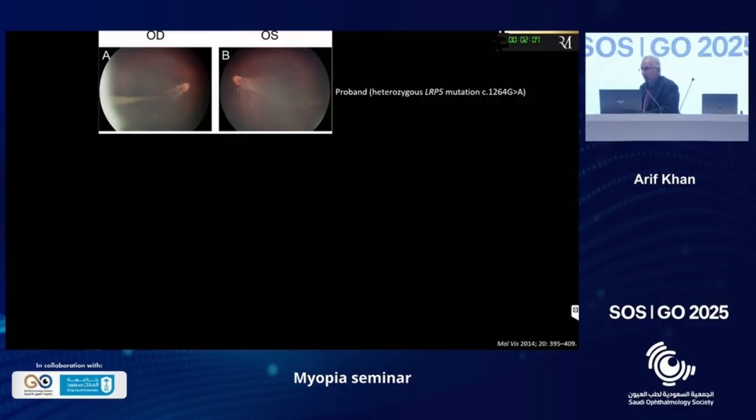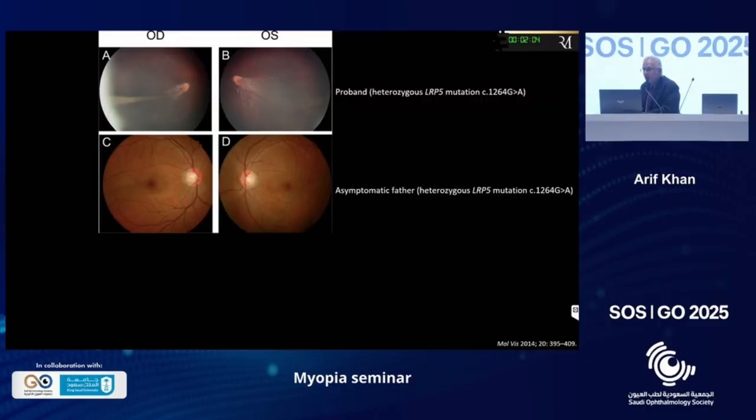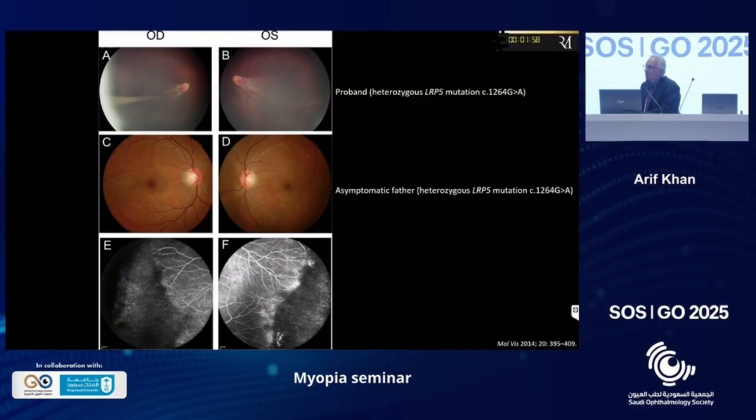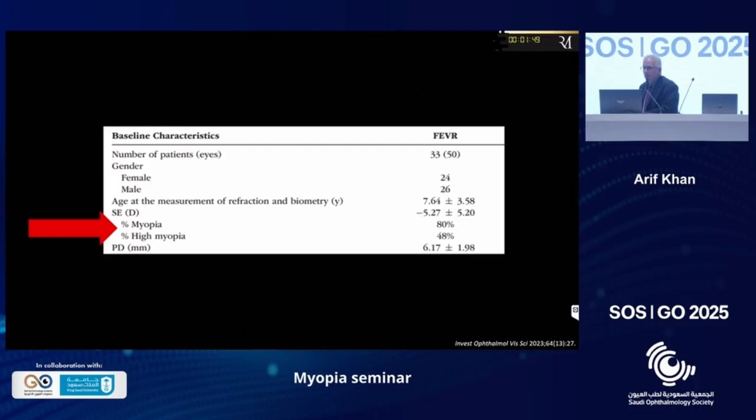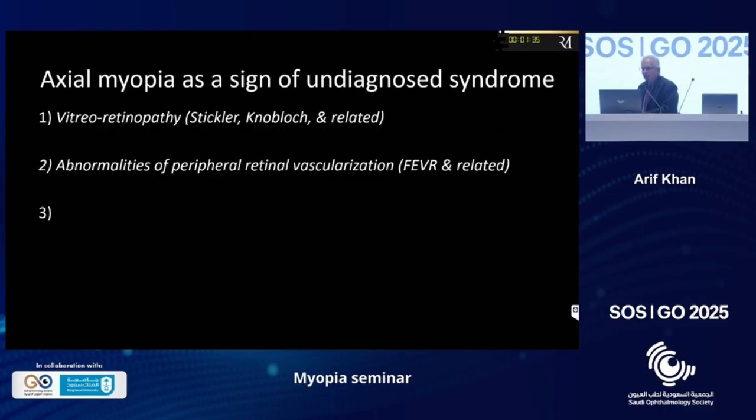This is an obvious patient with FEVR, okay? But this is the father who has the same mutation and he's myopic and you look at his posterior pole, it looks fine. But you look in the periphery, it's not completely vascularized. Milder causes of FEVR sometimes are just diagnosed as myopia when it's actually part of a retinal angiogenesis problem. This is a series of FEVR patients, 80% of them myopia, 50% of them high myopia. Suspect FEVR in these patients. Look at the periphery when you have myopic patients.